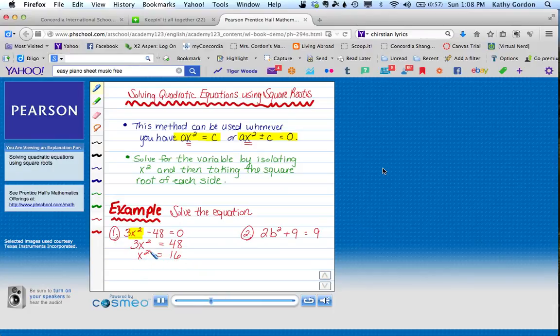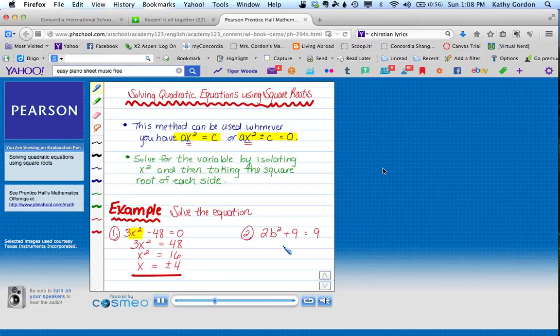Now we've isolated that variable x squared. We can go ahead and take the square root of each side. The square root of x squared is simply x. The square root of 16 is going to be a positive or a negative 4. We do get two answers, positive 4 and negative 4.